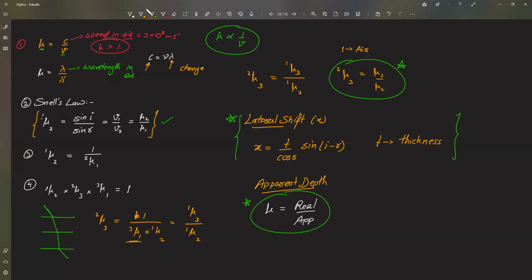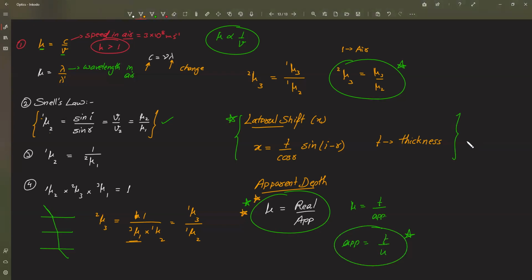The concept is this, right? So this mu is equal to t divided by apparent depth. So that means apparent depth is equal to t divided by mu, right? So no need to worry much about this. This is the expression which we should learn. Mu is equal to real divided by apparent. Okay, any doubt there?